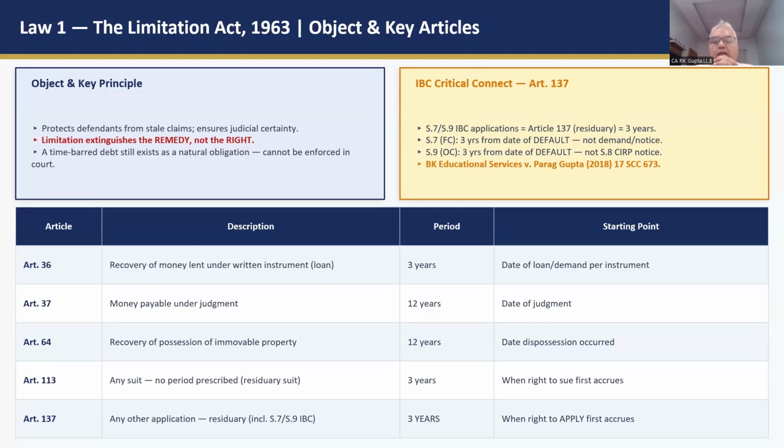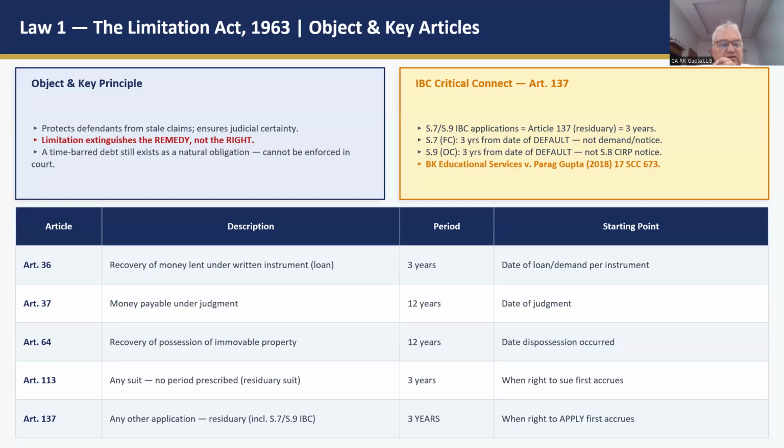So, Article 36. There are various articles in this, and Article 36 deals with the recovery of money lent under a written instrument, basically loans. The period of limitation in this case is 3 years, and the starting point is the date of loan or demand per instrument.